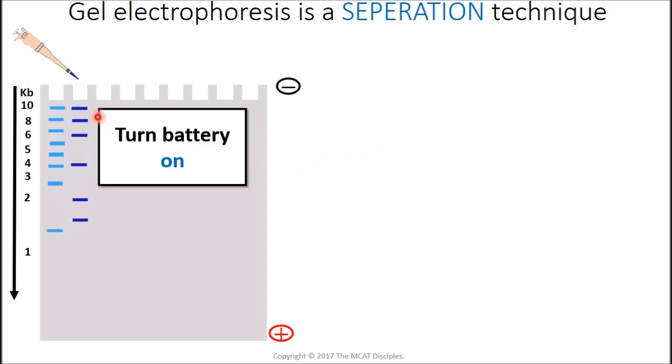We separate. We turn the battery on. Remember that the cDNA and RNA and anything else, the nucleic acids, are negatively charged, so they are repelled by the negative electrode and attracted to the positive electrode, so they move according to size or length and move down that way. So a larger thing is up here, smaller ones down here.